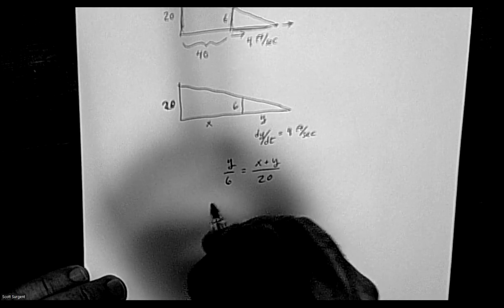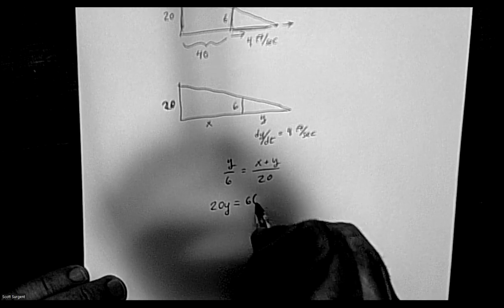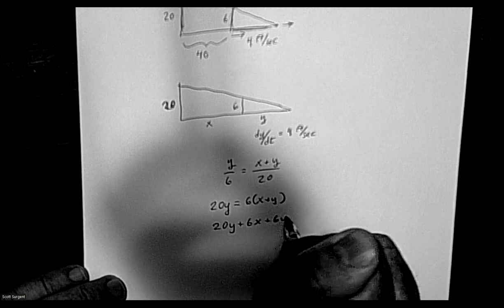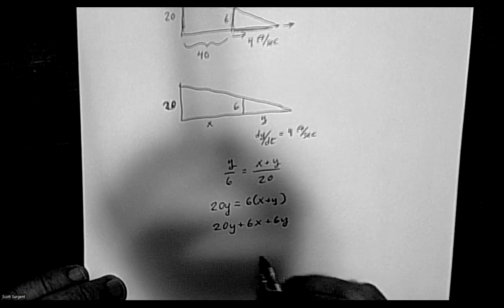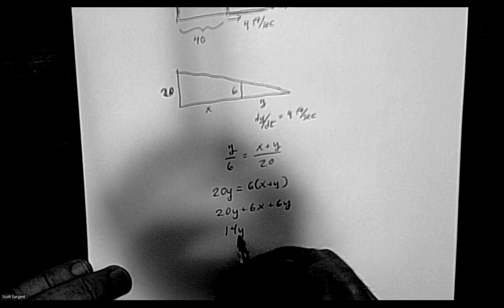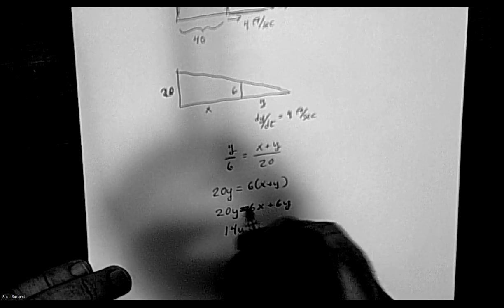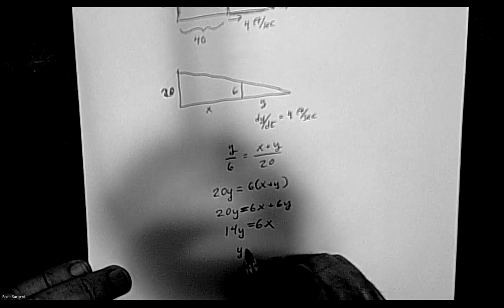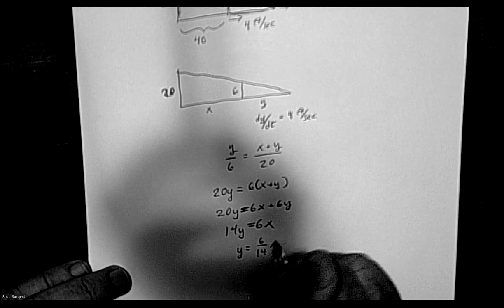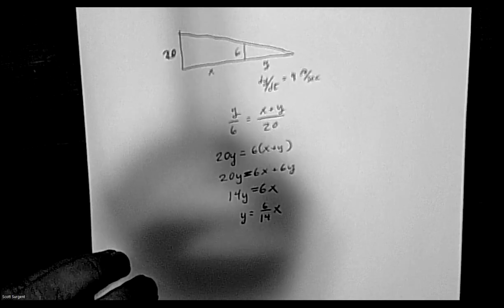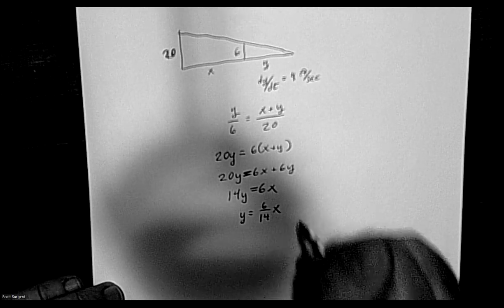If I want, I could go through and cross multiply to get rid of the fractions. It actually turns out to be a pretty basic form: 14y equals 6x. And if I wanted to, I could do y equals 6/14 x. I can even reduce that. What's that, 3 over 7?